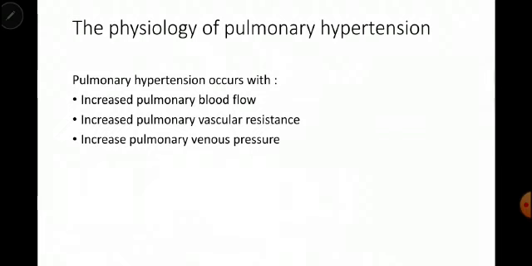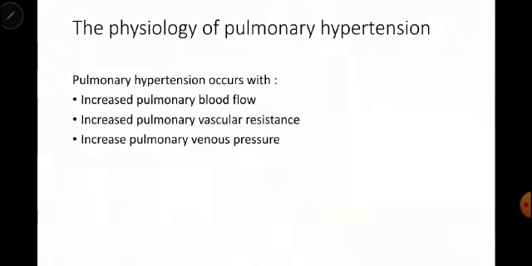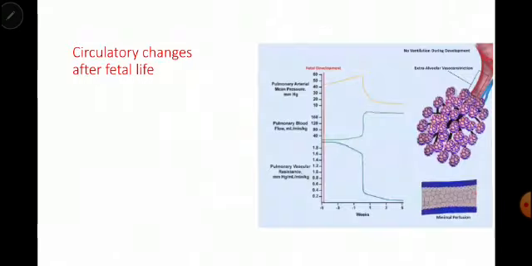either increased pulmonary blood flow, or increased pulmonary vascular resistance, which is the most common cause, or increased pulmonary venous pressure. These three mechanisms will affect the pressure and increase the pulmonary blood pressure.